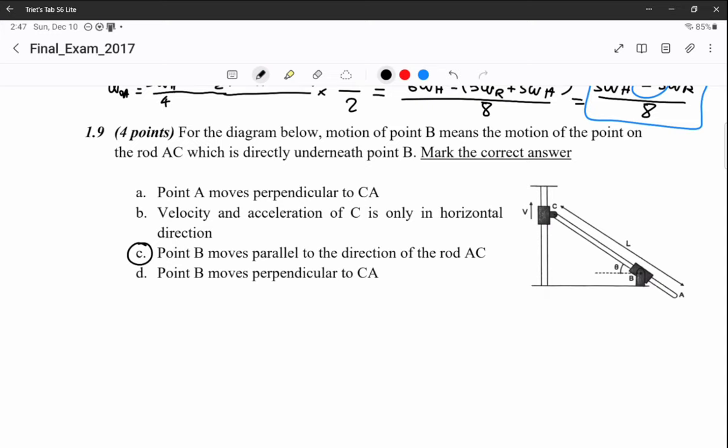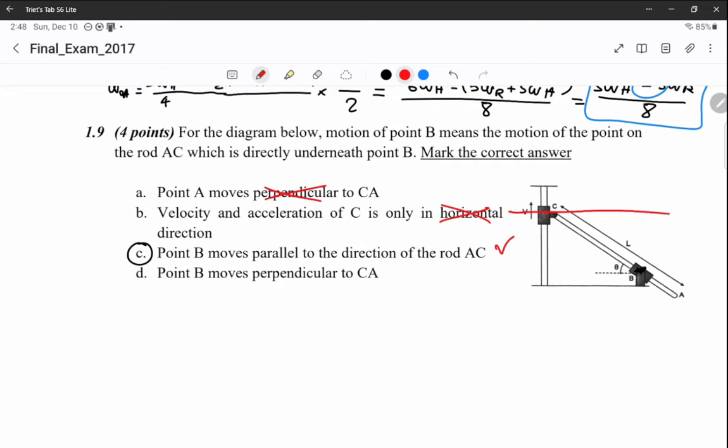1.9: for the diagram below, motion of point P means the motion of the point on AC, which is directly underneath point P, right here. Which one is correct? Point A moves perpendicular to CA? It doesn't have to be perpendicular. Velocity and acceleration of C is only in the horizontal direction? There's no way, right? It's in the vertical direction, not horizontal. C is correct.